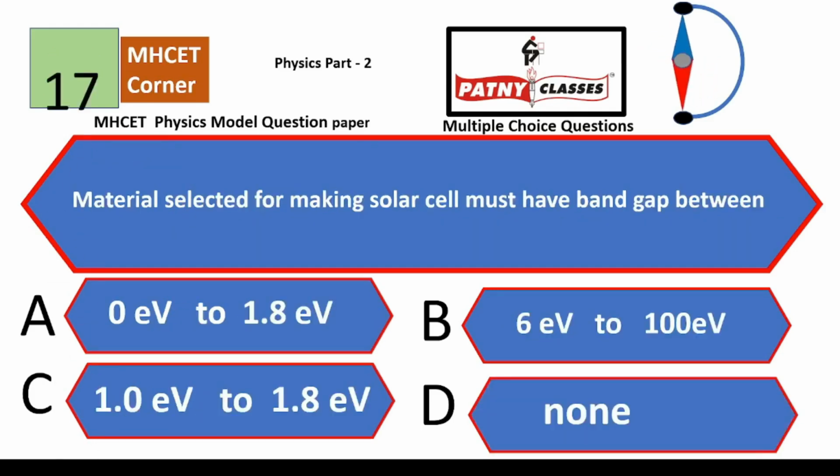Question number 17. Material selected for making solar cell must have band gap between option A 0 electron volt to 1.8 electron volt, option B 6 electron volt to 100 electron volt, option C 1 electron volt to 1.8 electron volt, and option D none.